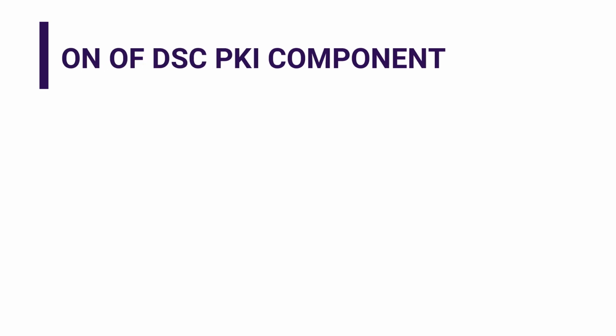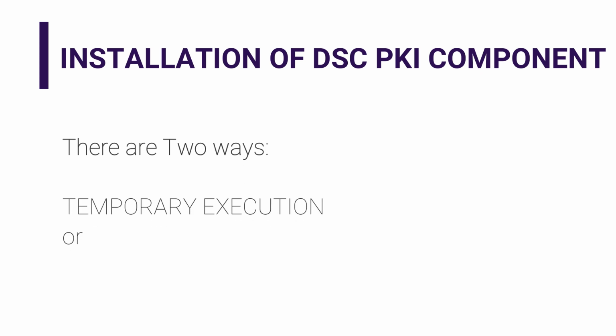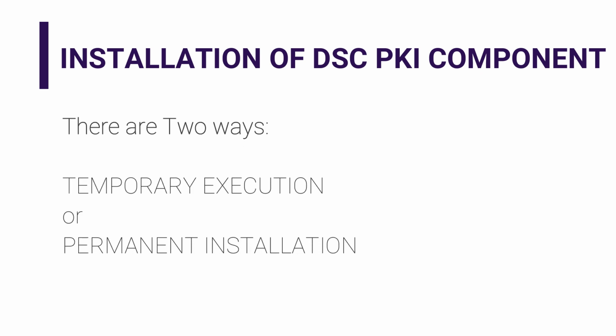Installation of DSC PKI component. There are 2 ways to install the PKI component. You may temporarily install the component, which will uninstall every time you restart your system. Hence, you need to execute every time you need to access this portal. Or you may go for permanent installation of the component. To understand more about the component and installation requirement, kindly go through the manual as given in the home page.